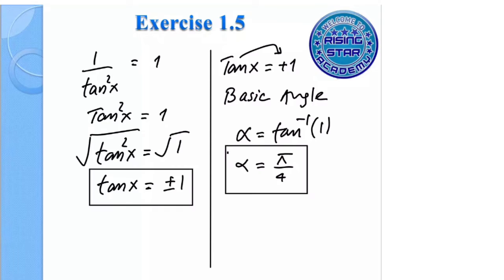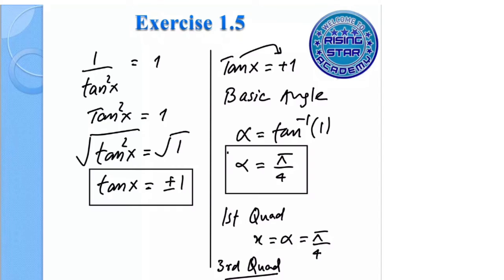So now we will write for the first quadrant x would be equals to alpha and that would be equals to pi by 4. And for the third quadrant, we will write over here x is equals to pi plus alpha. So pi plus pi by 4. So we will simplify to get the answer 5 pi by 4.